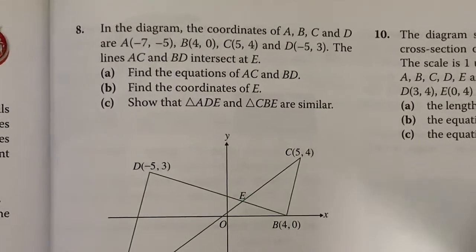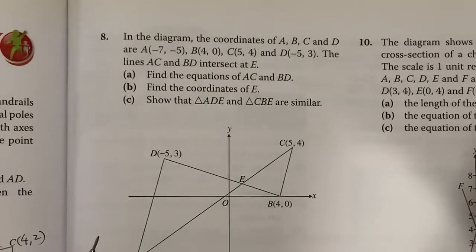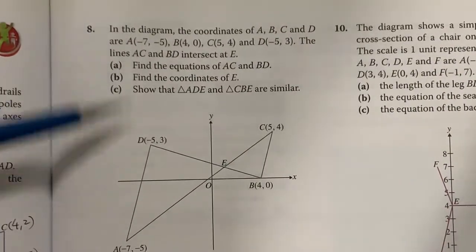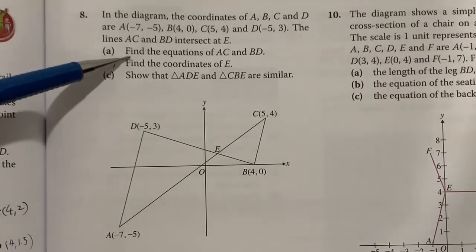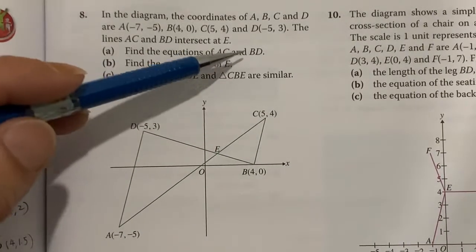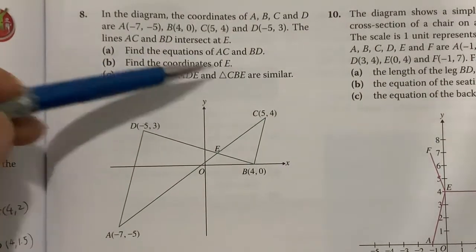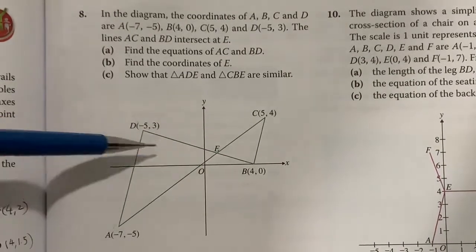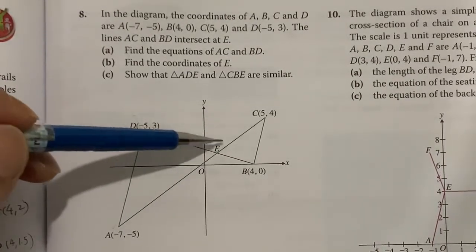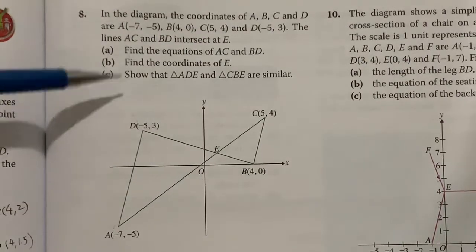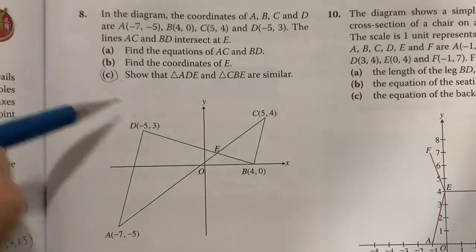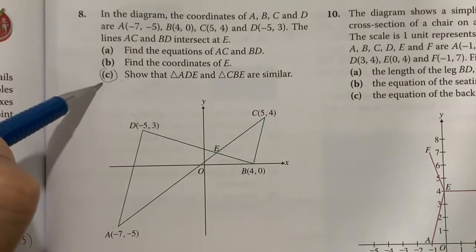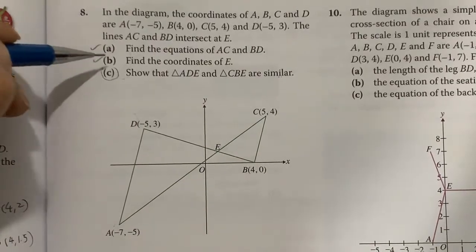Okay, for the last question, number 8, we have this diagram given here, and all the coordinates are stated in the diagram. We need to find the equation of AC, the equation of BD, and the coordinates of E. E is the intersection of the lines AC and BD, so that gives E as the answer. We shall ignore the last part because you haven't gone through the chapter yet, so we will do A and B.